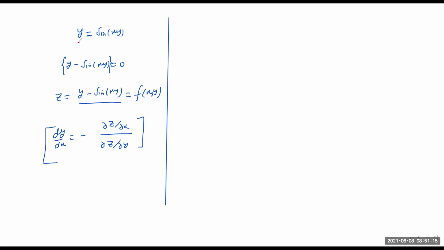So first of all, you have a given equation. This is the question you want to solve. Step one is bring everything on one side. Either you take y to the right or sine of xy to the left. Do either of them. Once you bring everything on the left side, name it as z. Now z becomes the multivariable function of x and y.